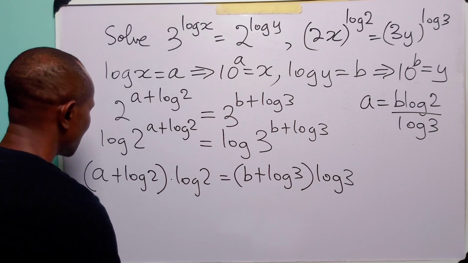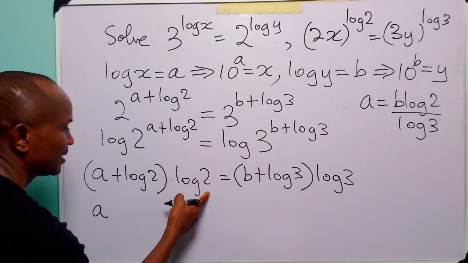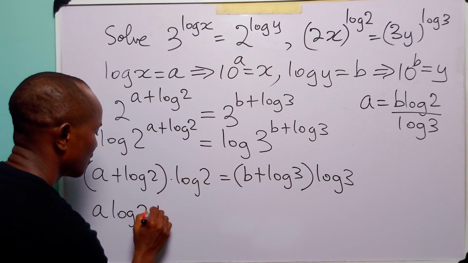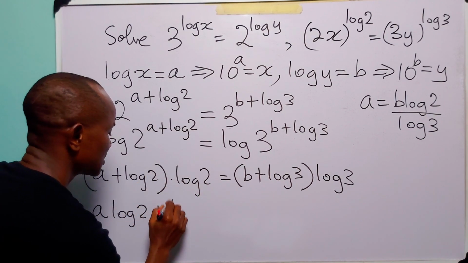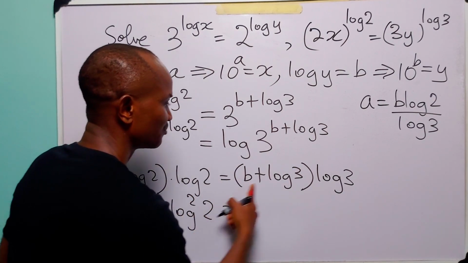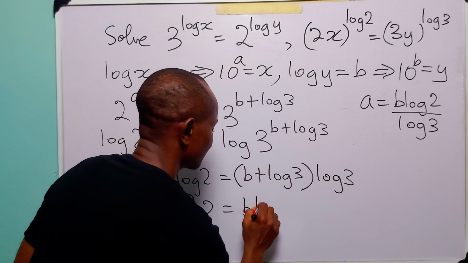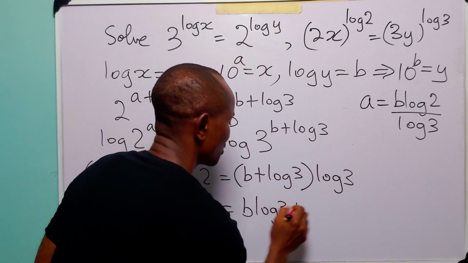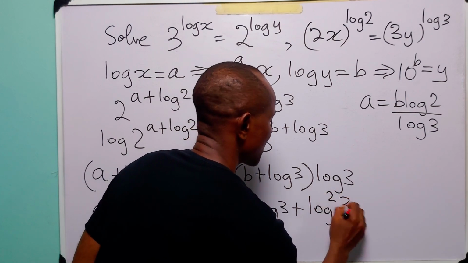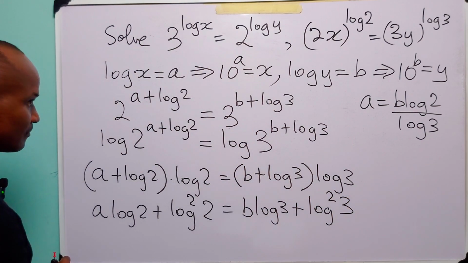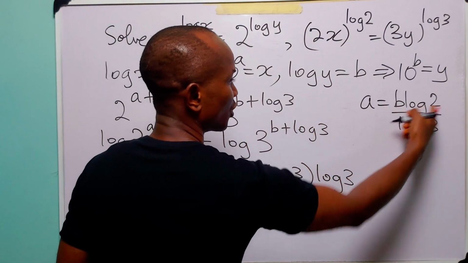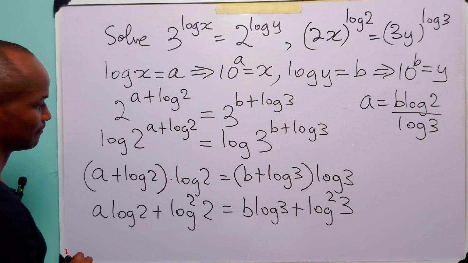Opening up the brackets, we have a times log 2 plus log 2 times log 2 is log²2 is equal to b times log 3, plus log 3 times log 3 is log²3. But let us remember that a is equal to b log 2 over log 3.